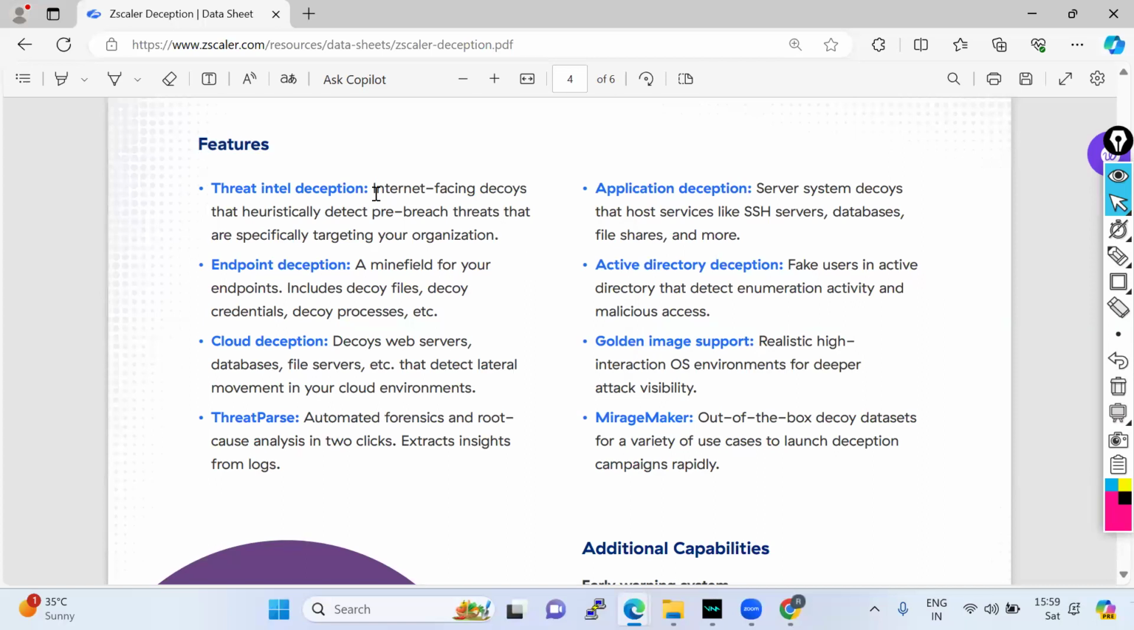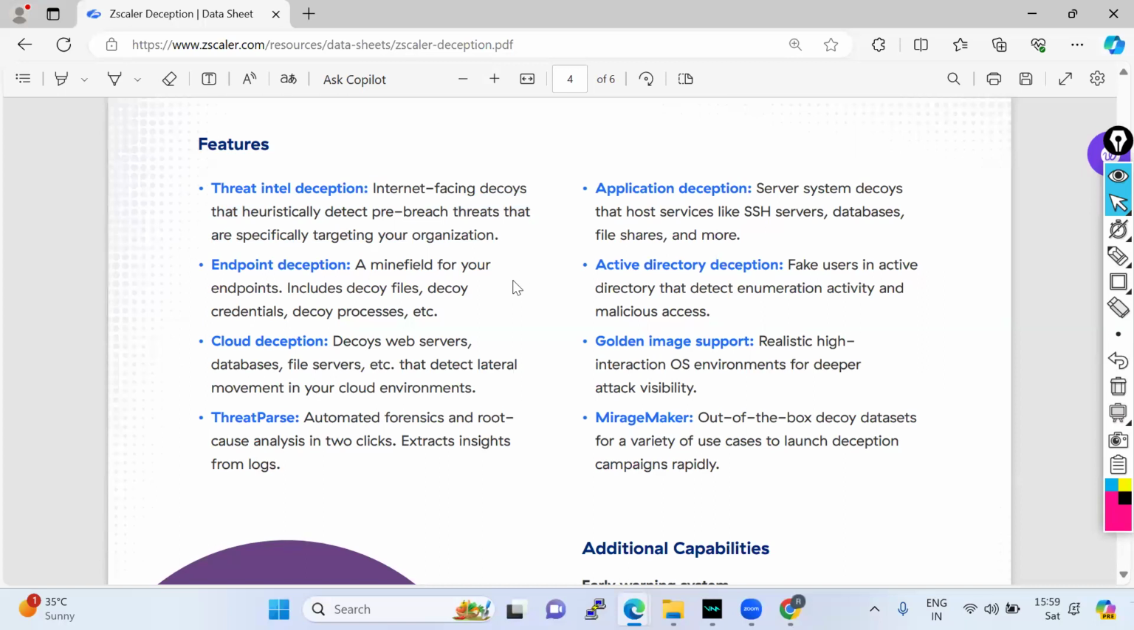So everywhere you can see decoy is going to play a very vital role. Even the threat intel deception is an internet-facing decoy that is going to be applied, and it will save you from any kind of attack that is going to happen from there. They will strictly detect the pre-breach threats that are specifically targeting your organization. That is for the internet, so if you are having any kind of internet-facing communication, that is going to be supported.